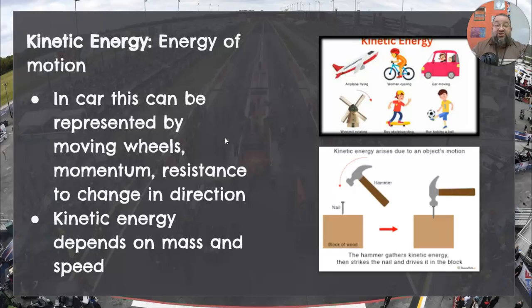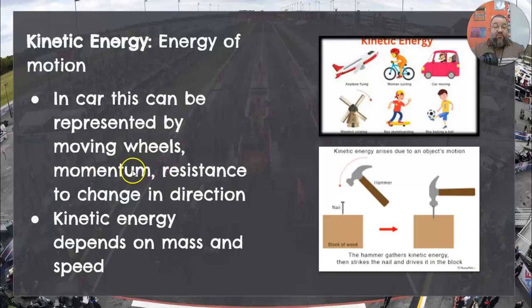And of course, kinetic energy is the energy of motion. It can be represented by something that's already moving, like an airplane flying. It has kinetic energy. If the engines were to stop, it would still move forward. Remember, an object in motion wants to stay in motion. Or a person cycling, or a car moving in neutral, or a student skateboarding, or a ball in motion. Kinetic energy arises due to the object's motion. You move a hammer down into the nail. The hammer wants to keep moving. The nail doesn't have the resistance to stop that hammer completely, and it keeps driving through that wood, right?